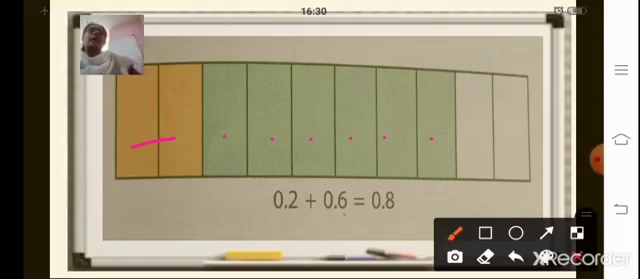So what are the total parts colored here out of 10 equal parts? That is 8 parts. Okay, or you can say it is 8 upon 10, which is 0.8 when we convert it into a decimal number.